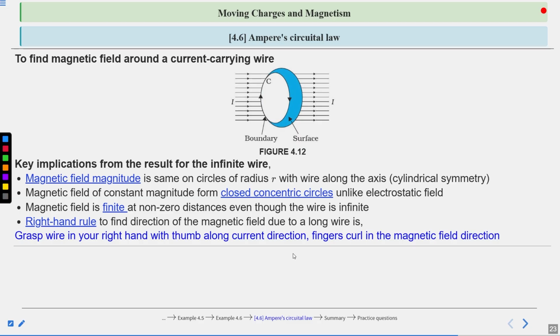So grasp the wire in your right hand with thumb along the current direction. Fingers curl in the magnetic field direction.